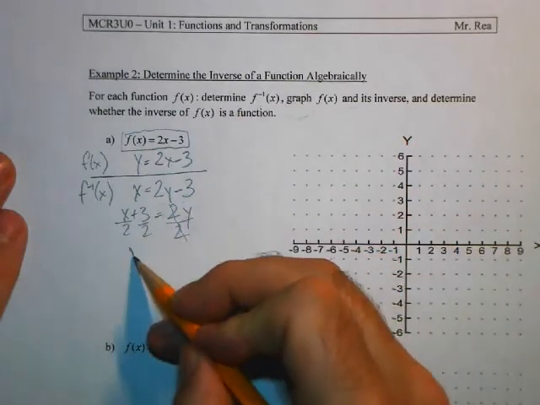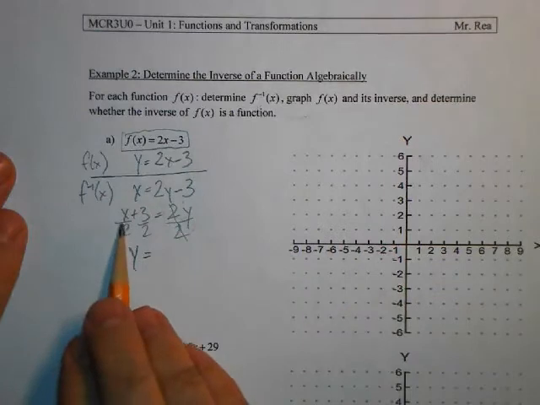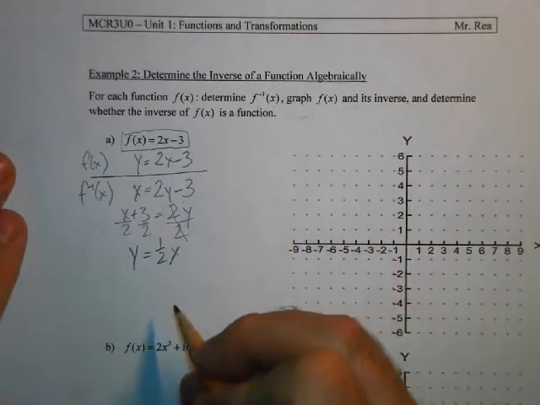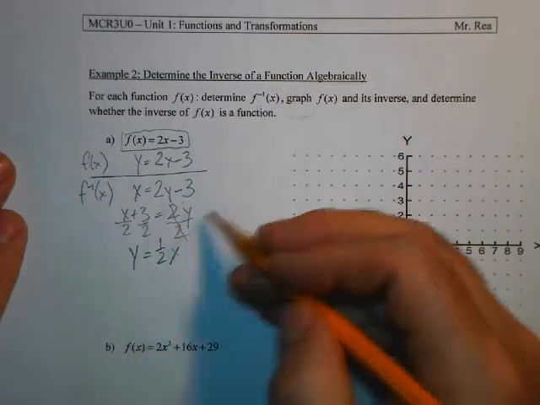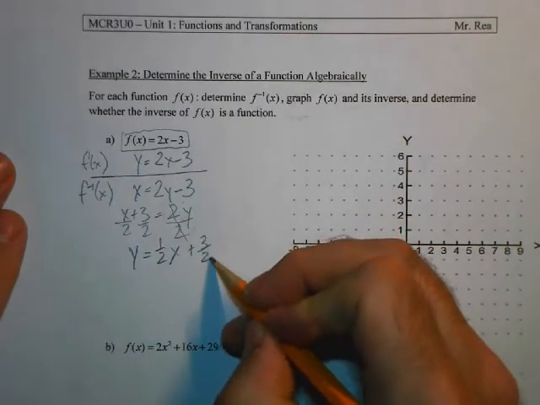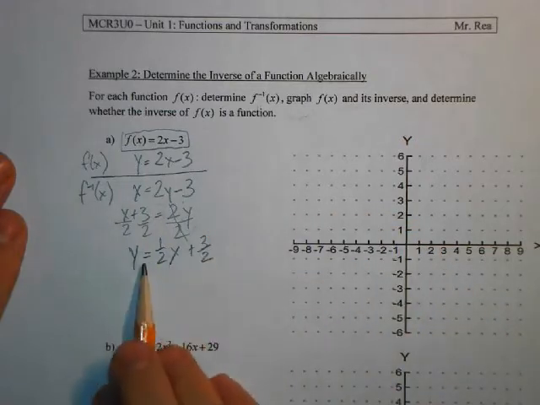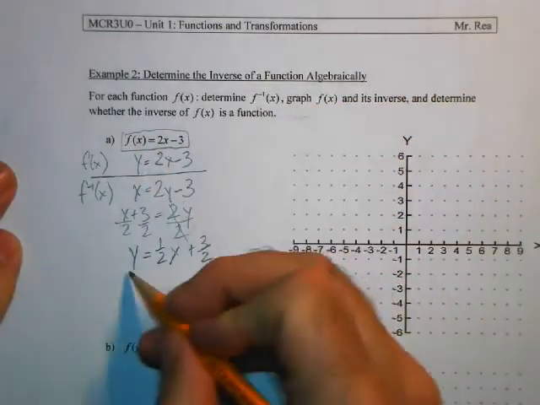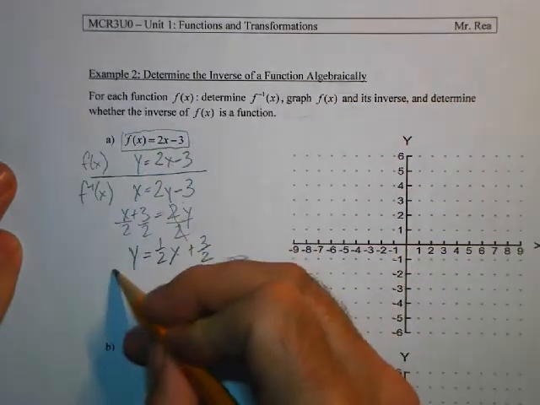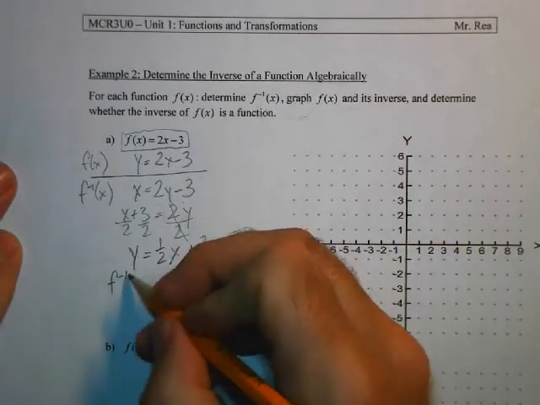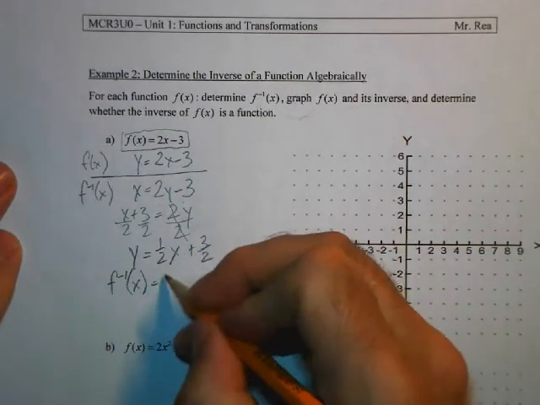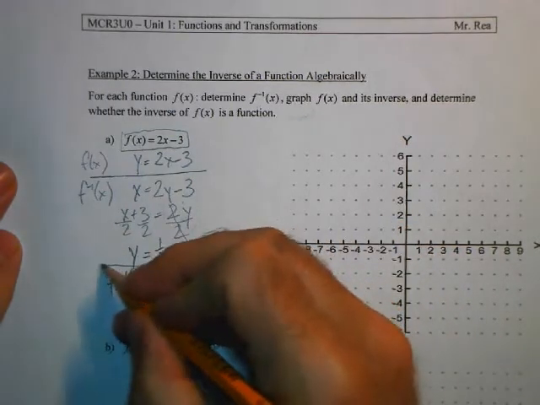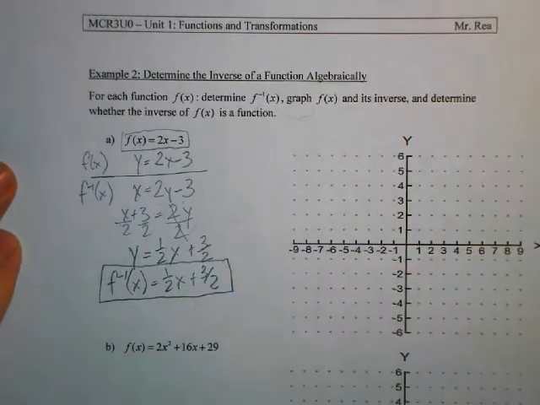I'm going to switch sides, put it over here. So x divided by 2, that's the same as 1/2 x. And then we had 3 divided by 2, we'll just leave it as a fraction. So this is the equation of the inverse. To make it formal, using function notation, we'll change the y at this point back to f inverse of x. And then the right side is still the same. So this is the official inverse function in function notation.